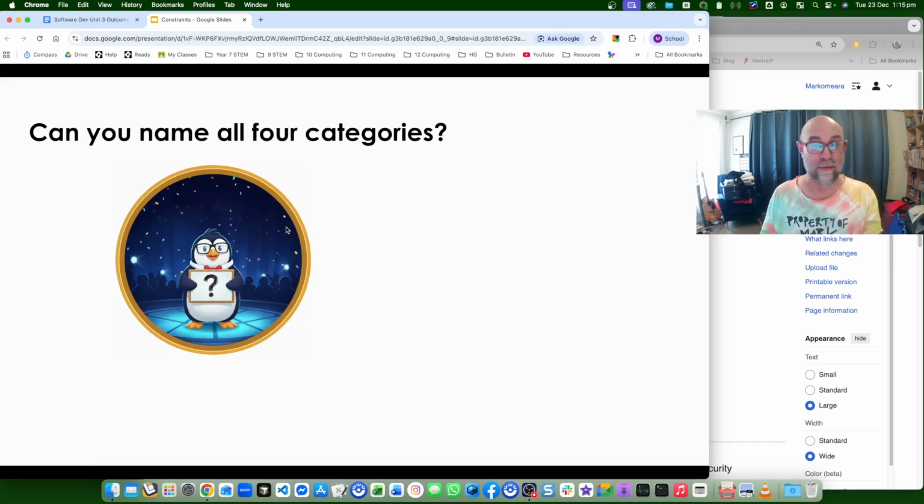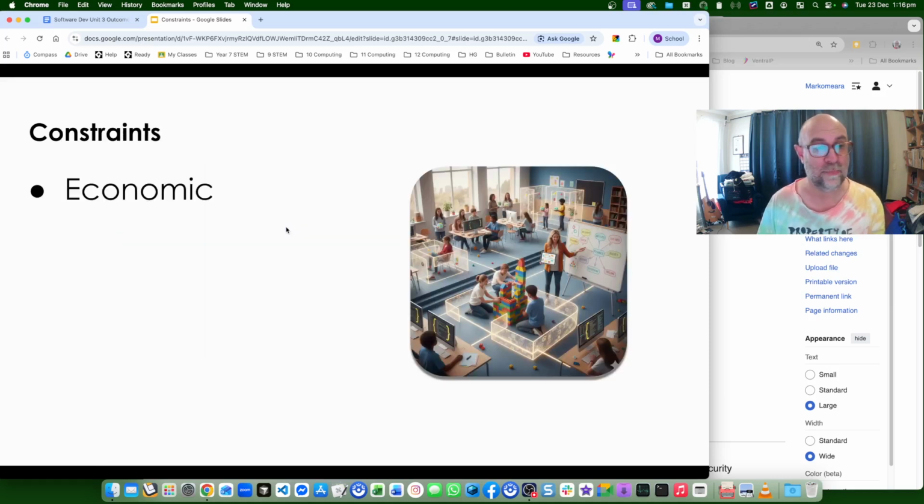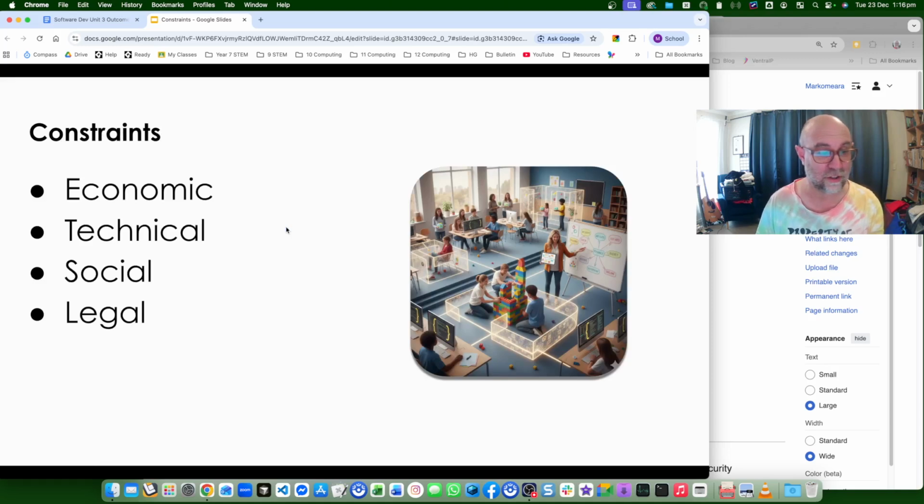Now, if you're coming back to this as revision or you've been studying VCE computing already, then let's see if you know all 4 categories. So I should know this given that I put this presentation together just a few hours ago. So there's economic, which is essentially time and money. There is social, which is the capabilities of the users. There is technical in terms of what our computing environment is, and finally there is legal, in terms of, I guess legal and ethical, in terms of what laws and social expectations that we have to fit within. So let's see if I got them. Economic, yes, technical, social and legal.